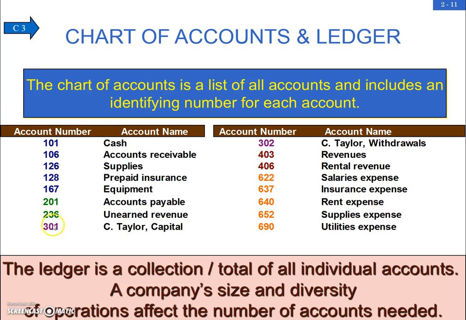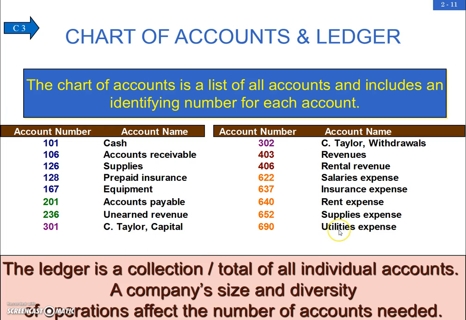Then, as we move into the 300s, we'll see our equity accounts, right? The owner investment and the owner withdrawals. 400s are our revenues, and the 600s are our expense accounts. These are just some examples, okay? Depending on the size of a company, it can have thousands, literally thousands of accounts in its general ledger. But this would be our general ledger. It would be made up of these accounts.